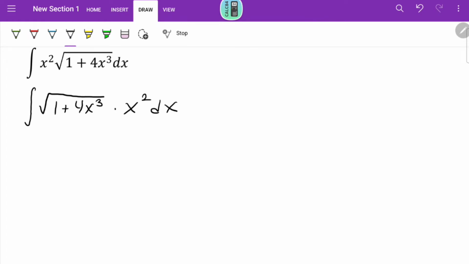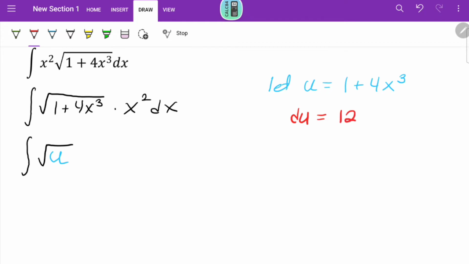Now, let's perform substitution. Let u equal 1 plus 4x cubed. So I'm going to go to my integral. It's going to be the square root of u. Let's take the derivative of u. So du is equal to the derivative of 1, which is 0, plus the derivative of 4x cubed. That's going to be 12x squared. And remember to put your dx.